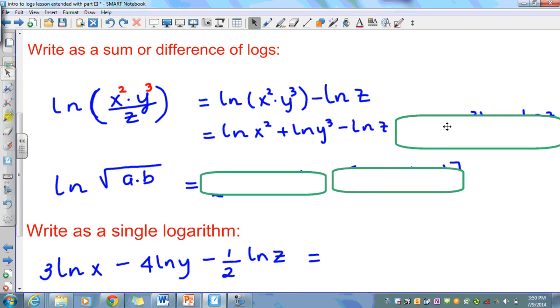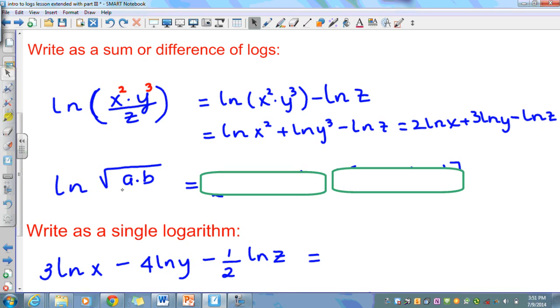And in the last part of the answer, I will simplify this even further by using property number 4, and that is you can bring down the power of 2 up front as a coefficient. So here we have, instead of ln x squared, I wrote 2 ln x, plus instead of ln y cubed, I wrote 3 ln y, and the last term has been copied as it is.